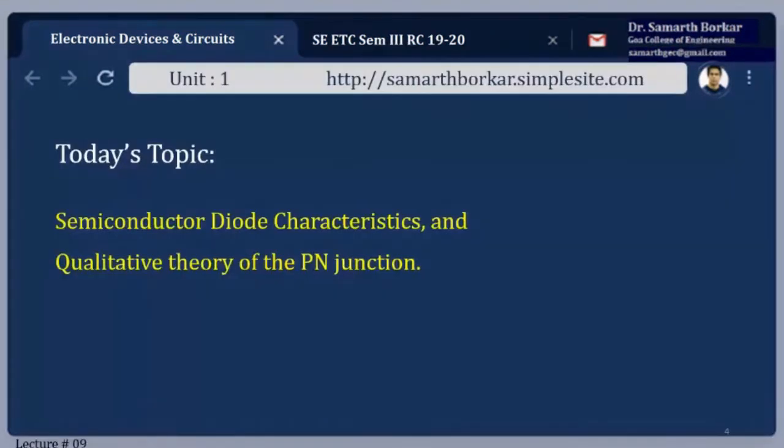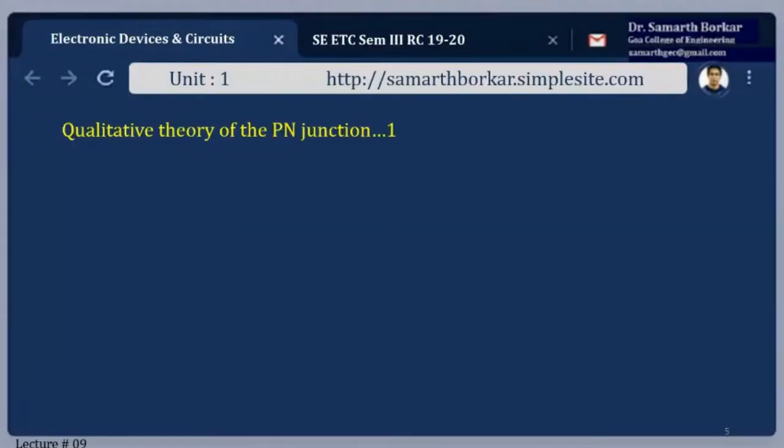So today's topic: semiconductor diode characteristics and qualitative theory of PN junction. Now in this lecture we shall learn how a PN type junction is formed, and if the time permits, we shall also try to learn the volt-ampere characteristics, that is the VI characteristics of a two terminal device. Now from our previous discussion, we have two materials. One is p-type material, another one is n-type material.